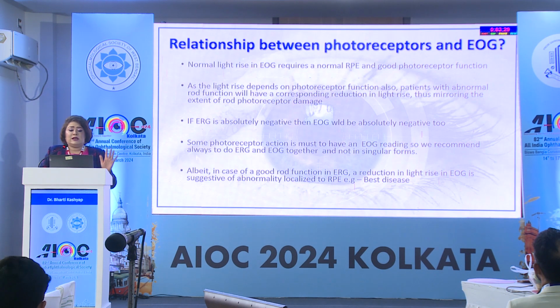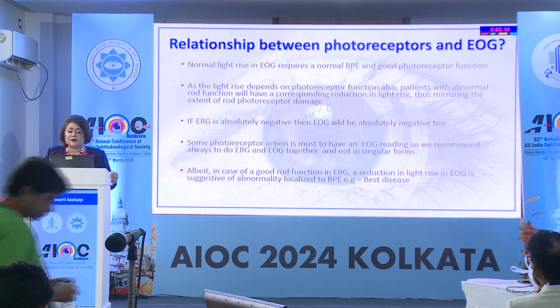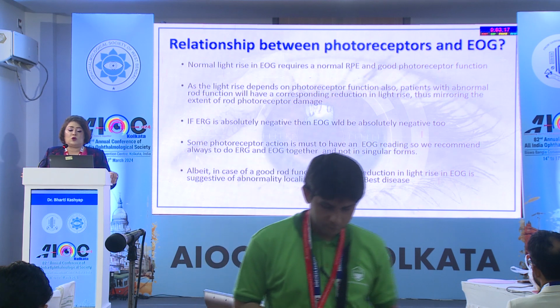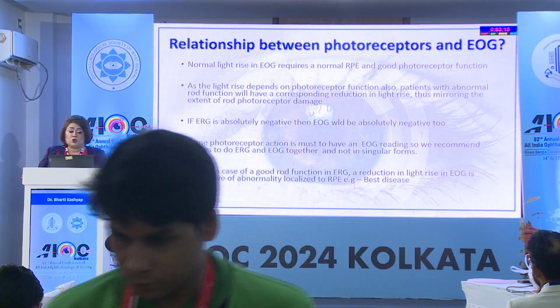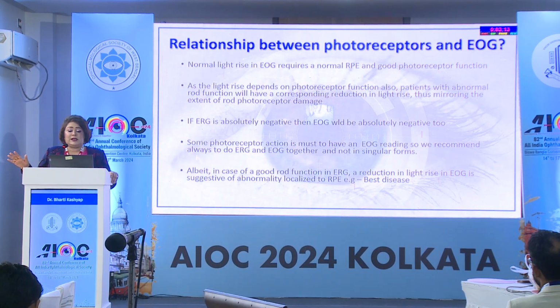Normal light rise in EOG requires a normal RPE and good photoreceptor function. As the light rise depends on the photoreceptor function also, patients with abnormal rod function will have a corresponding reduction in the light rise, thus mirroring the extent of the rod photoreceptor damage also. So, if ERG is absolutely negative, then EOG would be absolutely negative too.